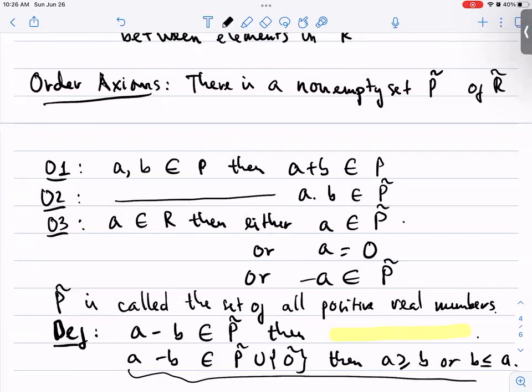The axioms say the following: if A, B are elements in P, then its summation A plus B is also in P. Similarly, if A, B are in P, then its multiplication A times B is also in P. If A is an element in the set of real numbers, then either A is an element in P, or A equals 0, or minus A must be an element in P. And P here again equals the set of positive real numbers.